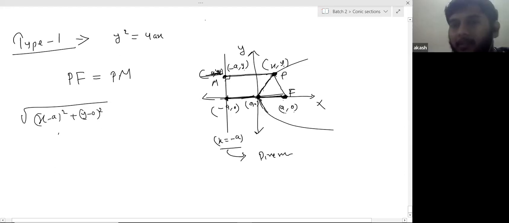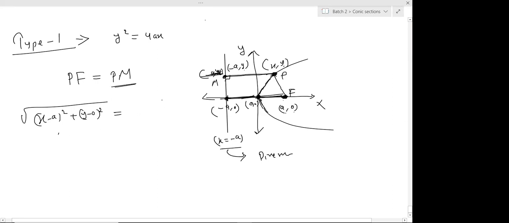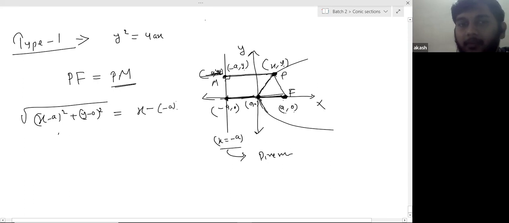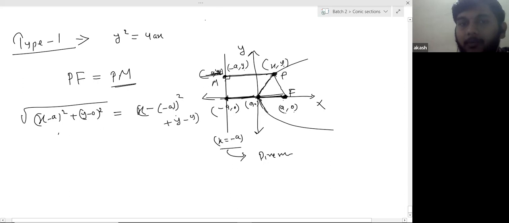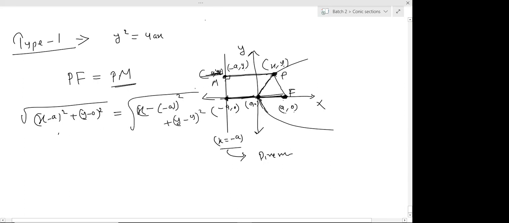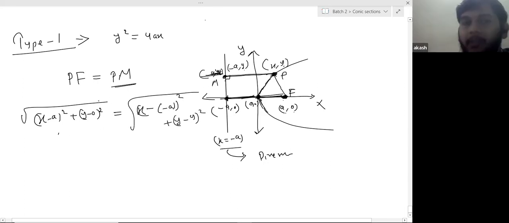All right, I can write x minus a, it looks good, right? x minus a whole square plus y minus 0 whole square. What is the value of PM? x minus a whole square plus y minus y whole square, root. So root and root can be cancelled out, right?